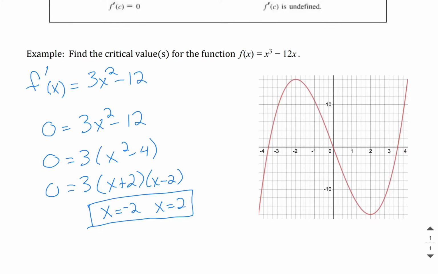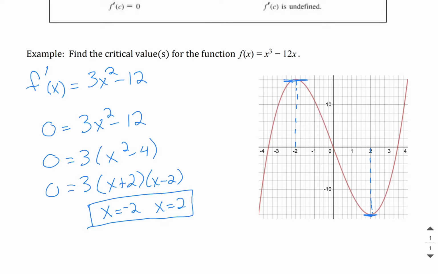Now what's important about those is, let's take a look on the graph. On the graph right here at -2, what does it show us? It shows us a slope of 0. So at -2, we have that slope of 0. And the same thing over here at +2. If we follow down for the +2, we see at that point there's a slope of 0.